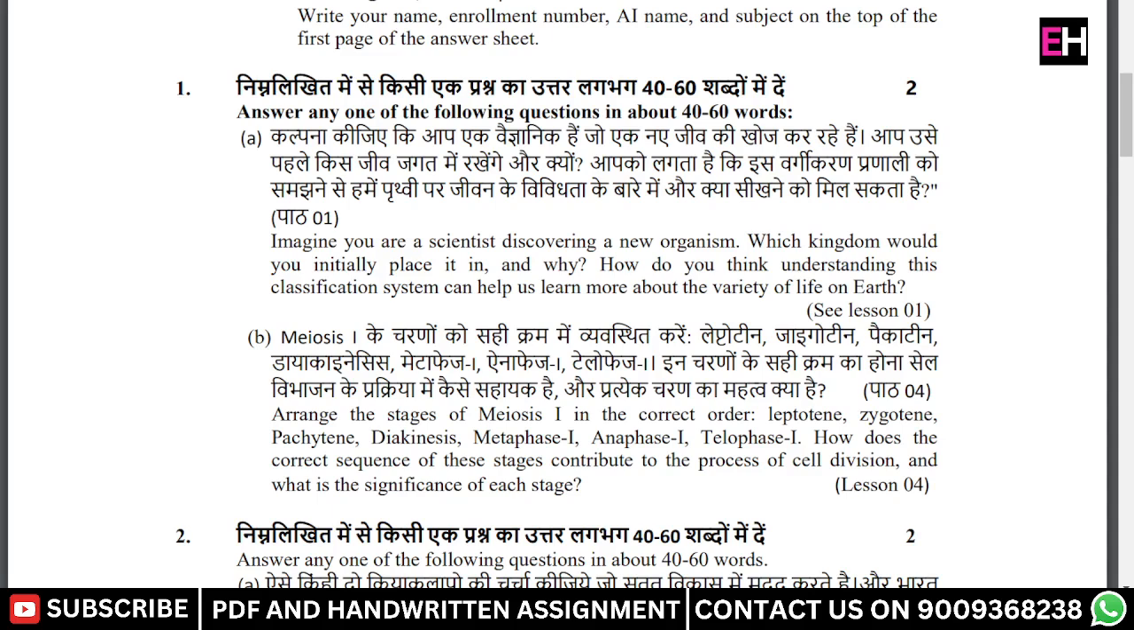Here the question number 1B is: arrange the stages of meiosis in the correct order: Leptotene, Zygotene, Pachytene, Diakinesis, metaphase, anaphase, telophase. How does the correct sequence of these stages contribute to the process of cell division? And what is the significance of each stage? So here we are studying the biology paper, and this question is taken from lesson 4.